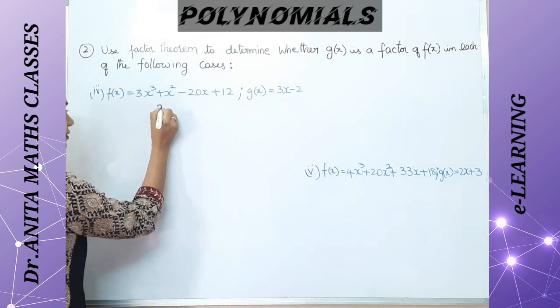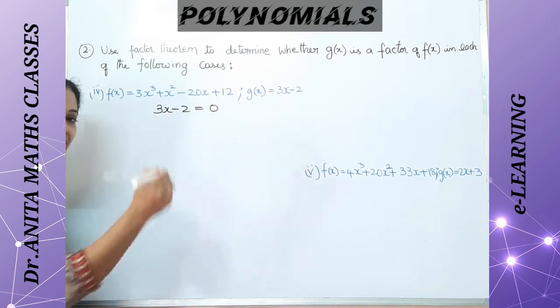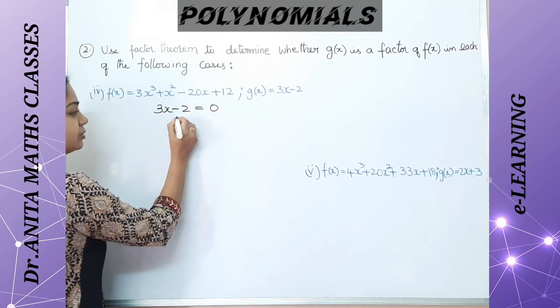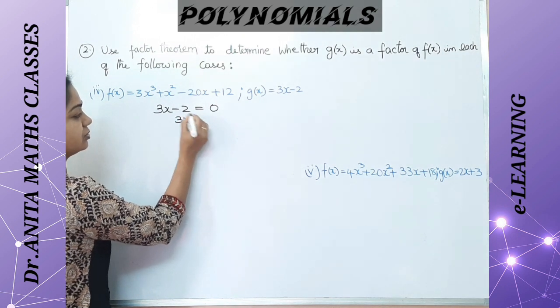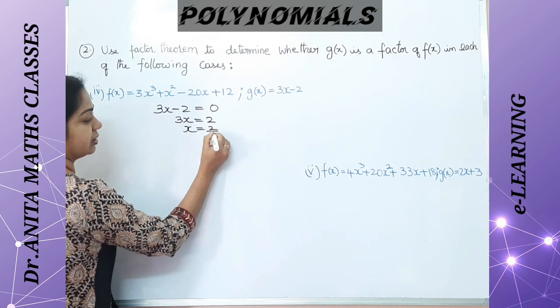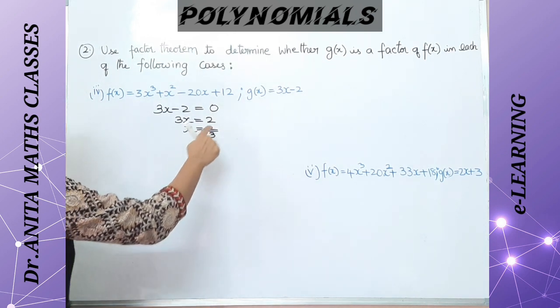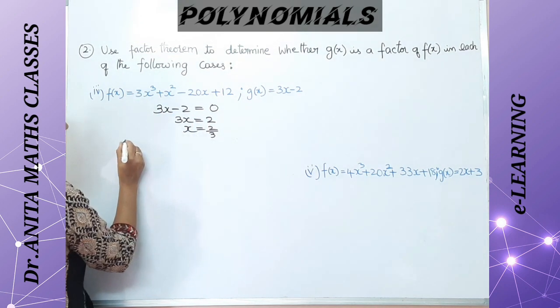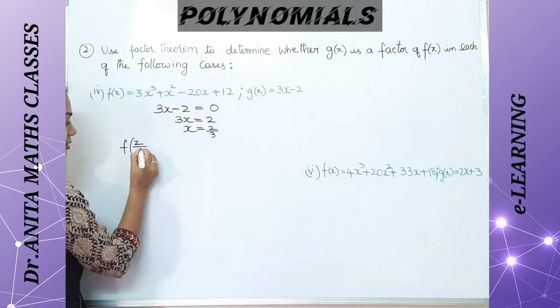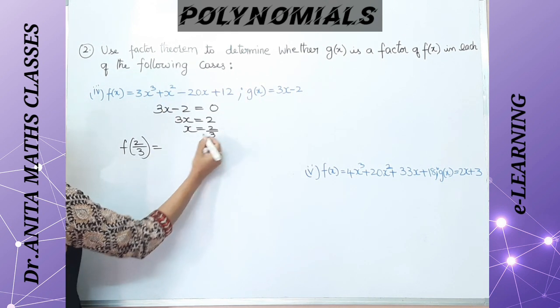So what we will do, we will start with g of x, equate it to 0 to get the value of x. So 3x equals 2, if 2 comes that side. x is equal to 2 upon 3, 2 by 3. So we will substitute in place of x, 2 by 3 here. So f of 2 by 3 equals, wherever x is there, you have to substitute 2 by 3.